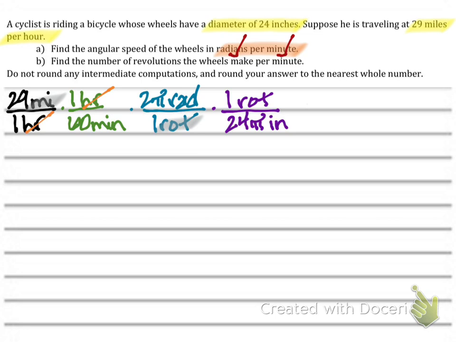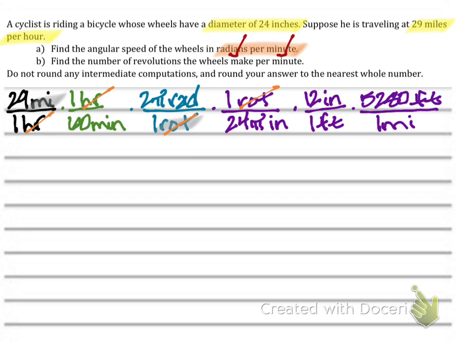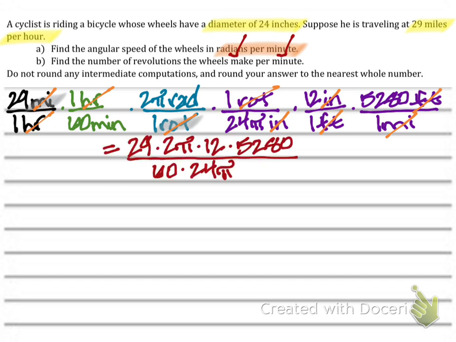And then I've got to get from inches to miles. So, cancel out the rotations. Then I've got to get from inches to miles. So 12 inches in 1 foot, 5280 feet in 1 mile. My inches cancel, my feet cancel, my miles cancel. Now I'm good. So I'm just putting everything together. My pi's cancel there, that's nice. And I have 2552 radians per minute.